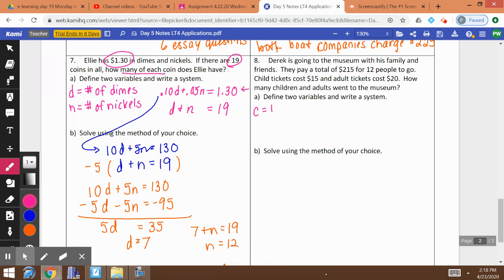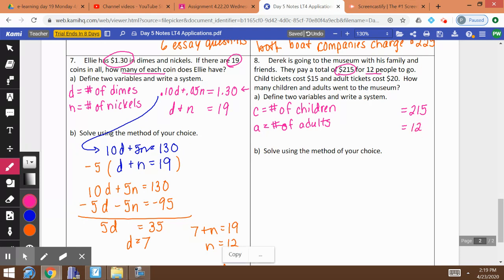So I'm going to say C is the number of children, and we'll say A is the number of adults. Again, I want to specify that it's how many. Sometimes I may be asking what is the cost, but in this particular scenario, we know the cost. So again, I look for my totals. Total of $215 and a total of 12 people.